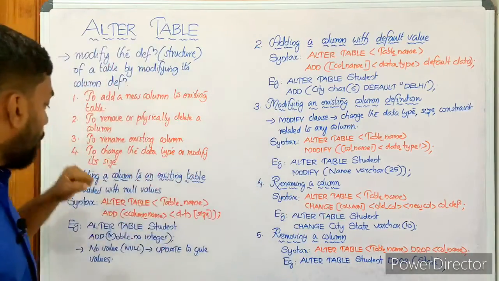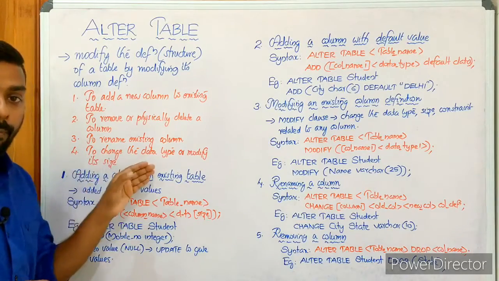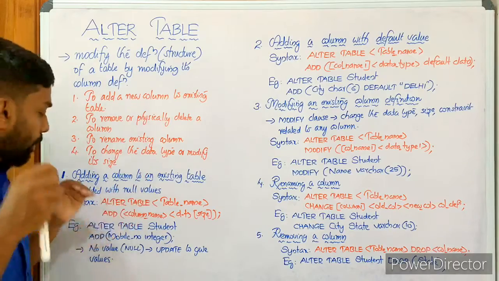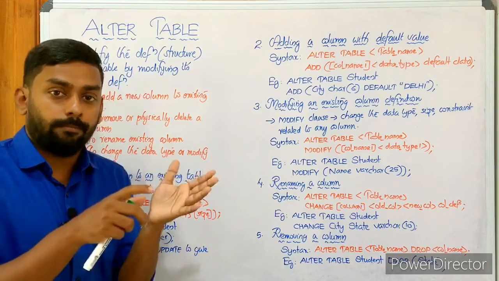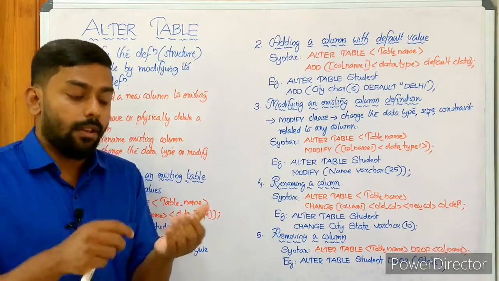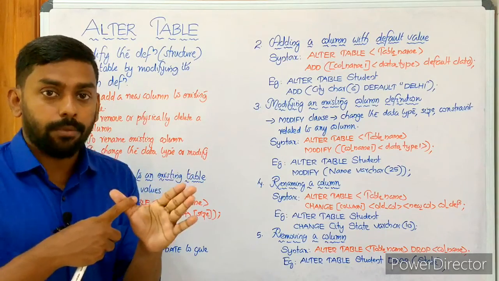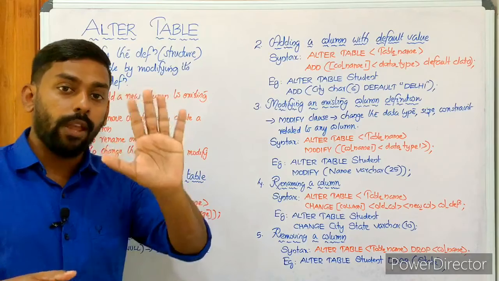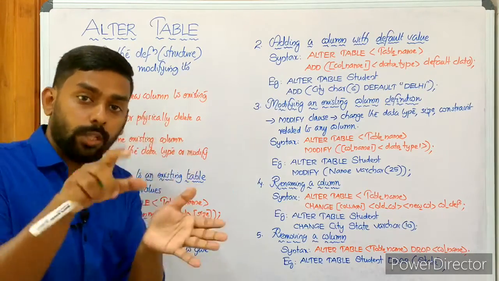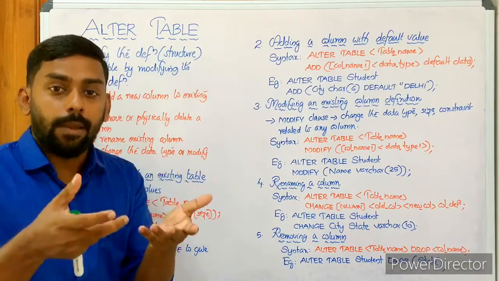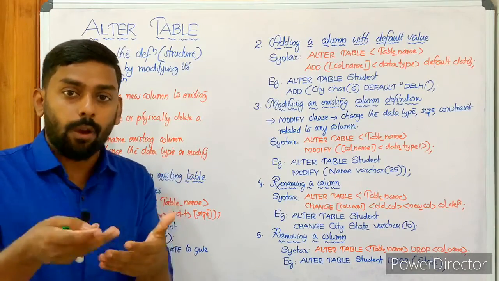Let's look at the first operation with the alter table command. It's used to add a column to an existing table. Here is the syntax. Actually it is used to add a new column. Suppose in the previous table student we have roll number, name, marks, gender and date of birth as the columns. Now we have 5 columns in the table student, and we are going to add one more column to the table student. So after adding there will be 6 columns in the table student.